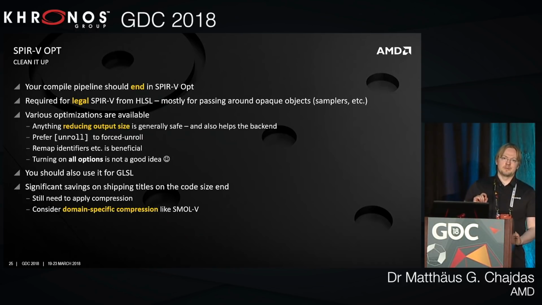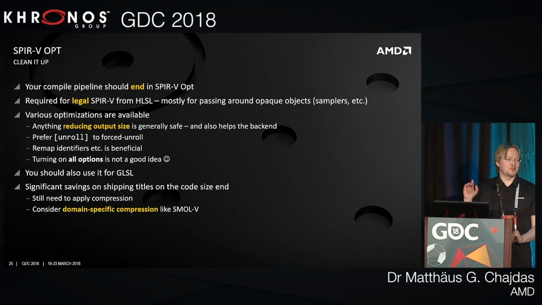There are some notes I would like to give. Please prefer the compiler's unroll and don't unroll yourself. Don't force unroll things. We have seen horrible shaders coming in where it's like my SPIR-V is 2 megabytes because I unrolled all the things. And turning on all options is also not a good idea. We have seen some people who run SPIRV-Opt, then there's the help output, and it dumps all the options, and then they just grab that back in, and it turns out not so much.